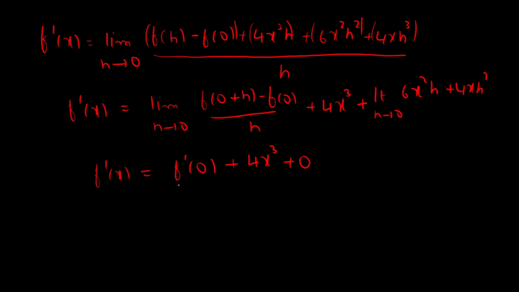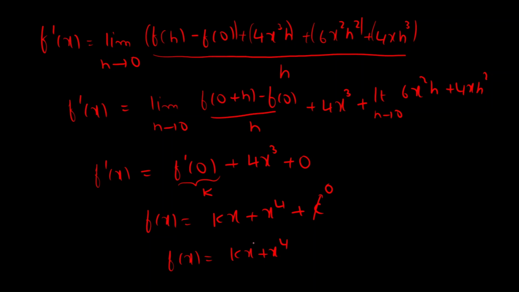Now again, f dash of 0 is a constant, let's call it k. If I integrate on both sides, I get f of x is equal to kx plus x power 4 plus a constant. Now since f of 0 is 0, I will get this constant as 0. Our final answer is f of x is equal to kx plus x power 4. Hope everyone understood. Now let us move on to the third question.